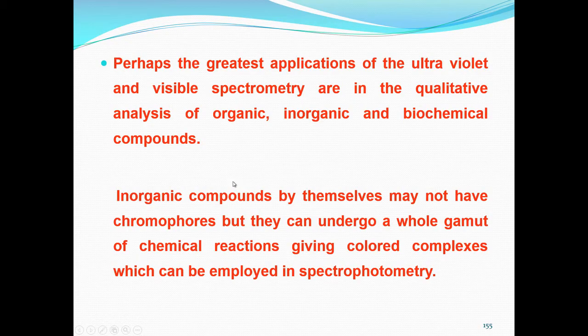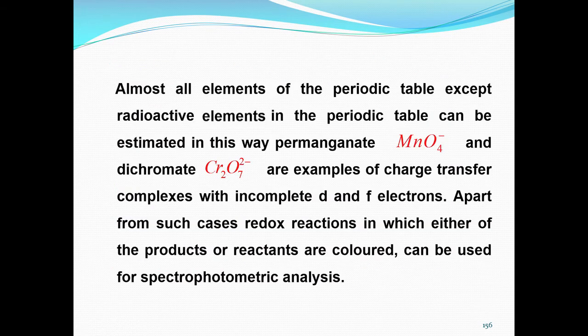So, the applications of UV visible spectrophotometry, especially with respect to pollution control, normally involve determination of inorganic compounds, organic compounds, and biochemical compounds, because quite often we talk of E. coli and several other pathogens which are involved in these things. Okay. So, the applications are always like this, and almost all elements of the periodic table except radioactive elements can be determined in this way.